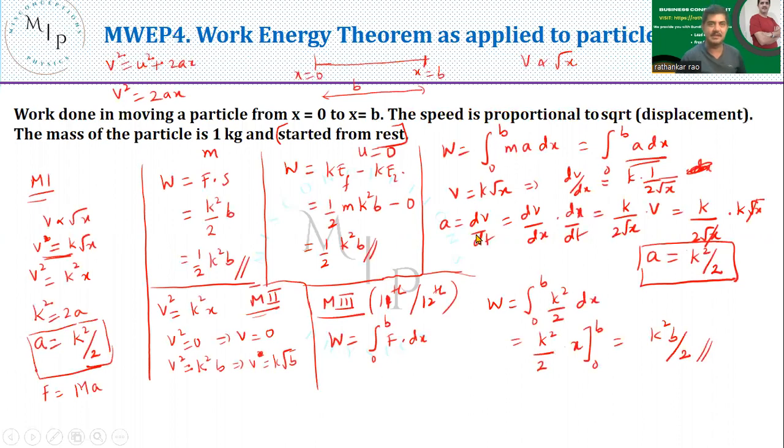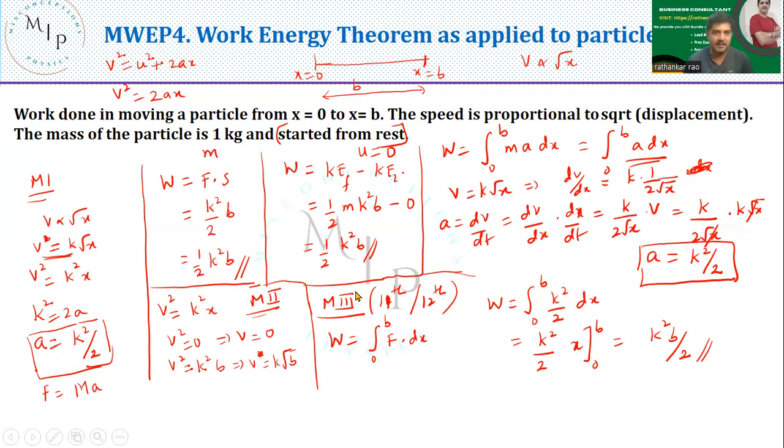In the previous video, we have seen how to apply the work energy theorem as applied to particle speed. The question we asked was, suppose I want to find out the work done in moving a particle from x equal to 0 to x equal to b, the speed is proportional to square root of displacement. And the mass of the particle is 1 kg and it started from rest. This was the given information. You need to find out what is the work done.